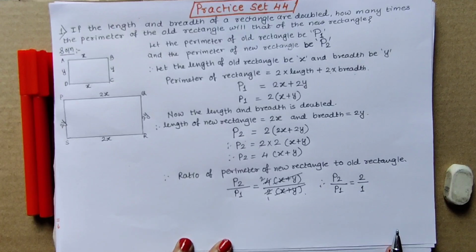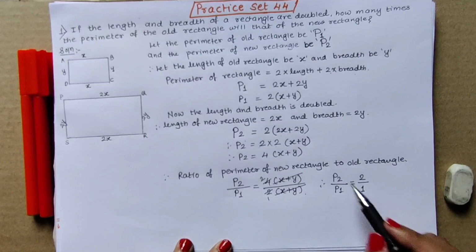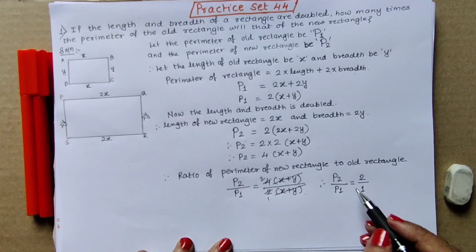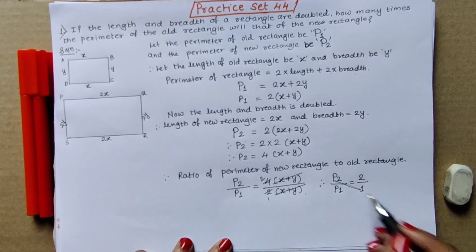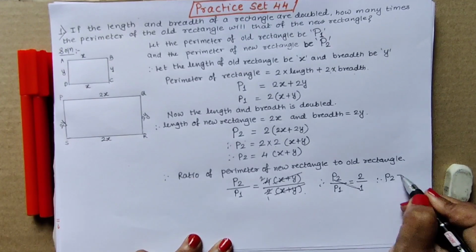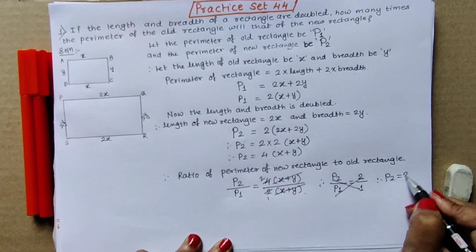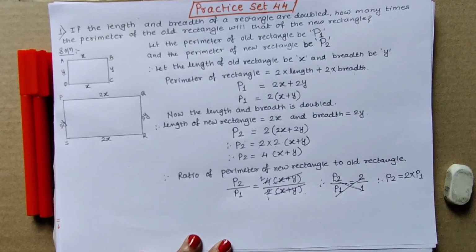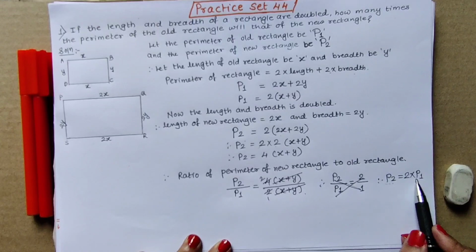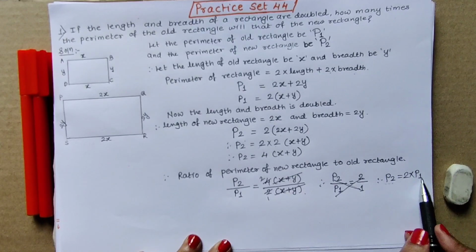Now if you cancel it, what will we be getting? P2 upon P1 is equal to 2 upon 1. Now we have to do cross multiplication. P2 into 1 is P2, and 2 into P1. Now P2 means what? Perimeter of the new rectangle is equal to 2 multiplied by the perimeter of the old rectangle.